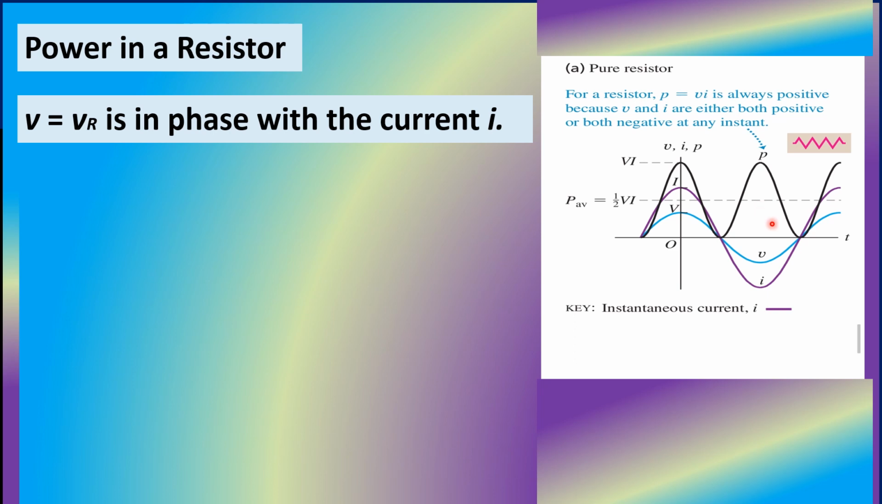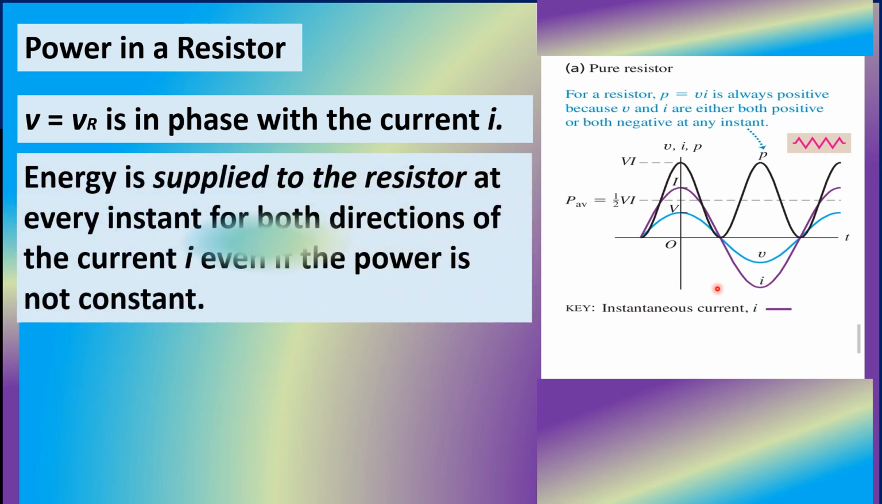We say that the product of the voltage v and the current i is always positive. This is because the voltage v and the current i are always either both positive, or both negative. Hence, the energy is supplied to the resistor at every instant for both directions of the current i, even if the power is not constant.